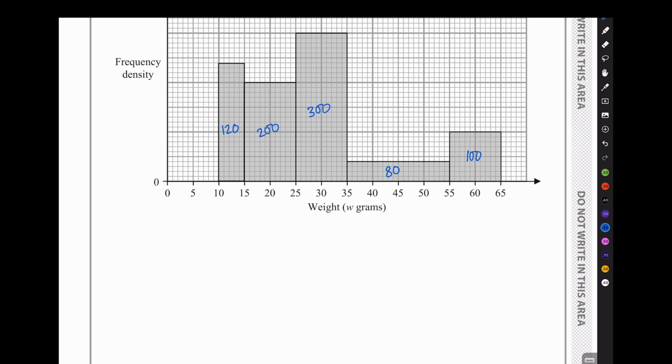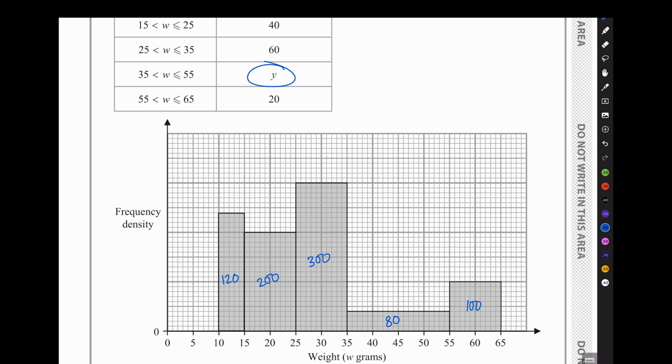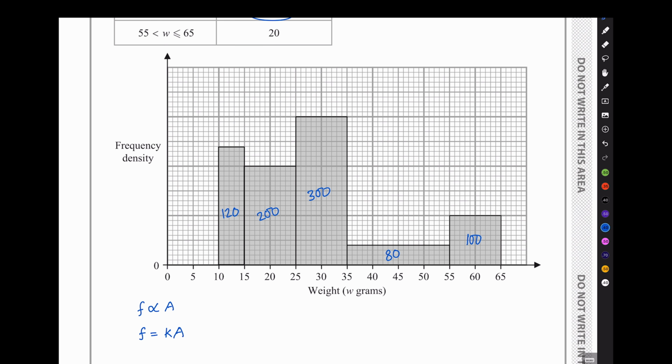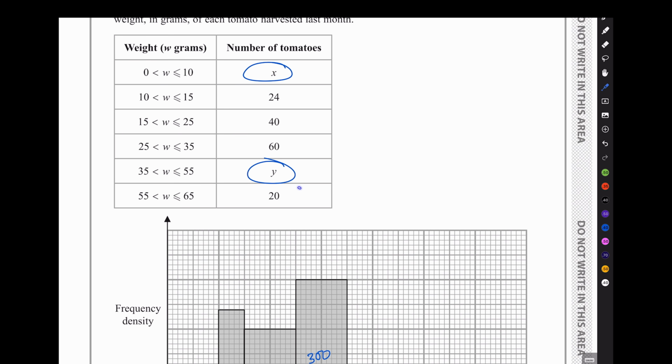So we know that frequency is proportional to the area, right? And to remove the proportionality sign, we can introduce a constant. So frequency is equal to k times A. Now I need to find the value of k in this situation. So let me just use the information from the table. Let me use this one.